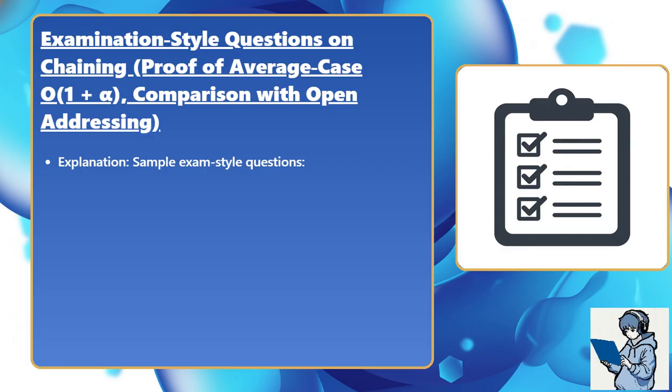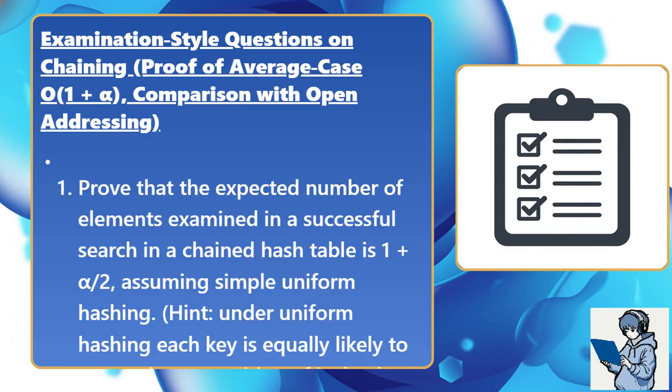Explanation: sample exam style questions. 1. Prove that the expected number of elements examined in a successful search in a chained hash table is 1 plus alpha divided by 2, assuming simple uniform hashing. Hint: under uniform hashing, each key is equally likely to appear in any position of its bucket list.